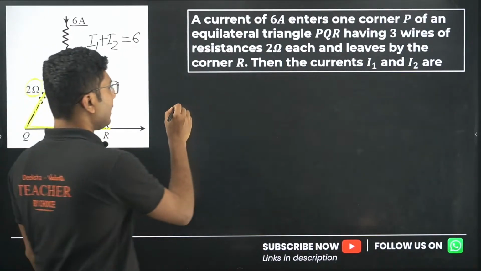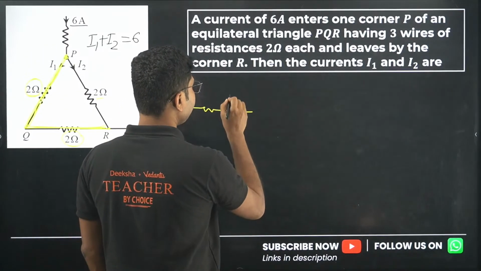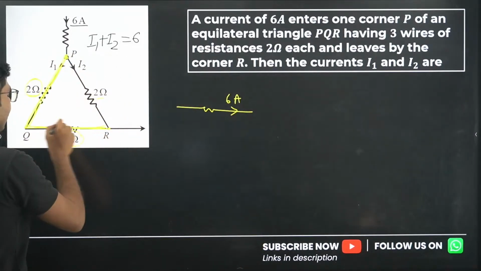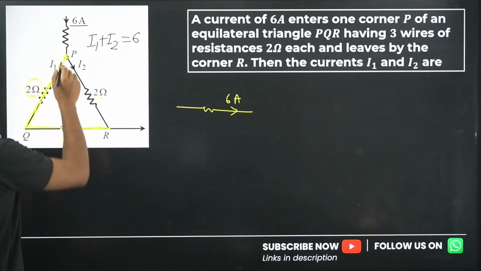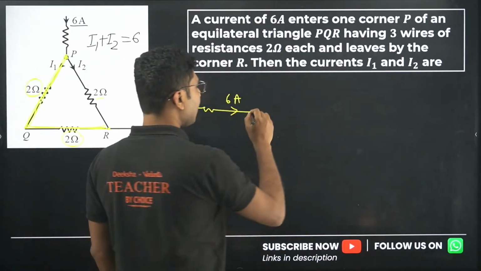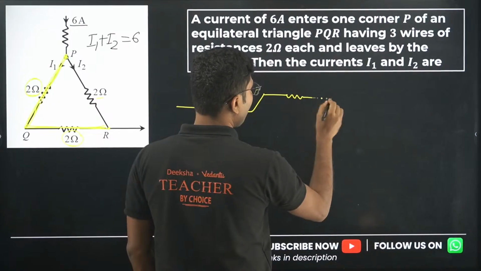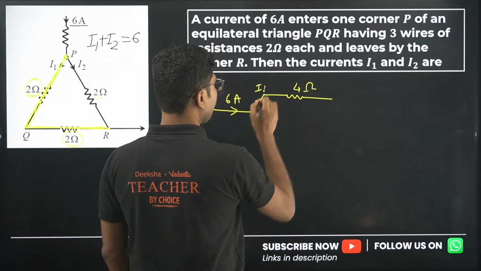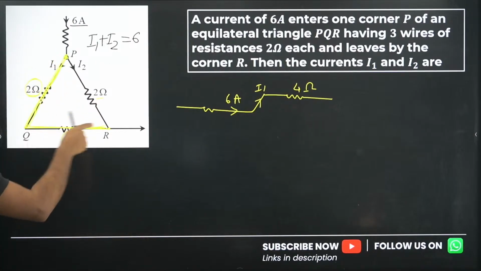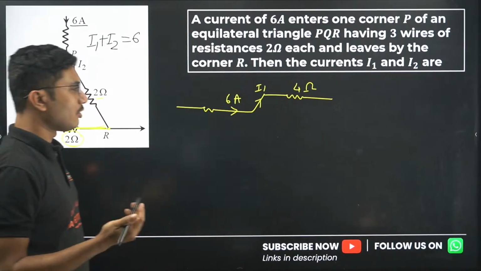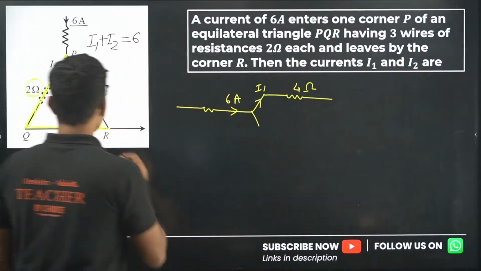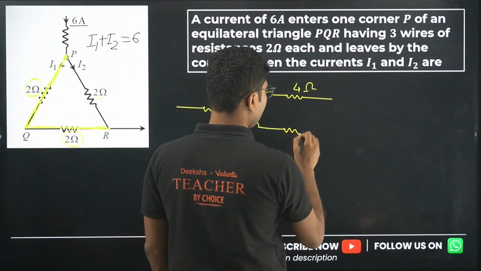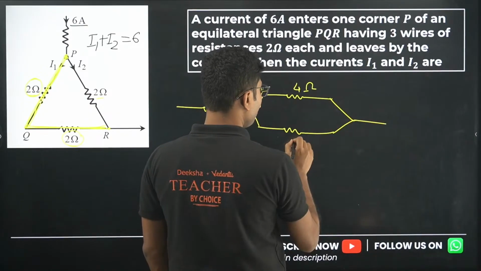So the current I1 is passing through the 2 ohm resistances. They are in series, so we can consider them as a total of 4 ohm. The current passing through this 4 ohm is I1. Both resistors having the same current means obviously a series combination. The remaining current I2 is passing through this 2 ohm, which is connected in parallel.